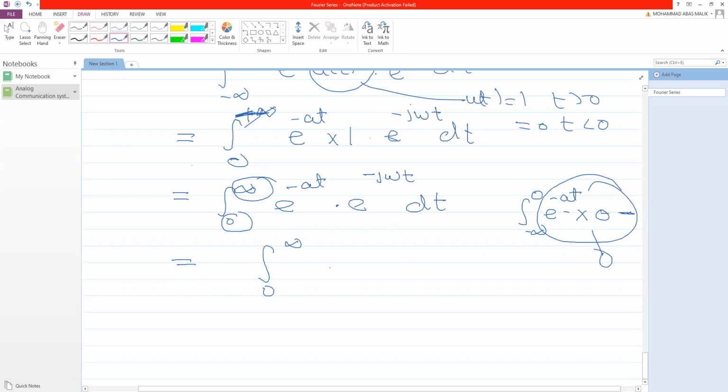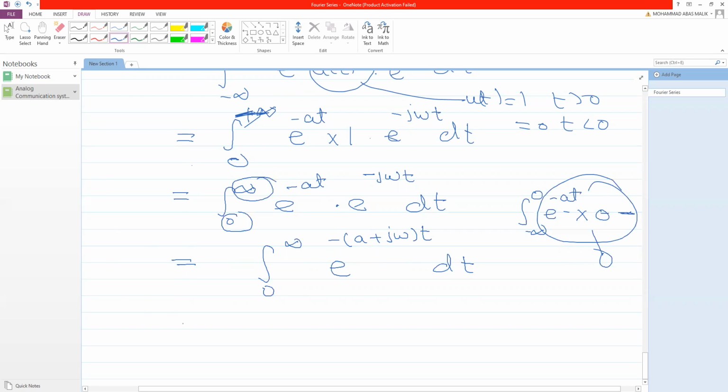So 0 to infinity. The bases are the same, so powers will be added. So you will get minus (a plus j omega) t dt. Anybody having any doubt? Because the base is the same, e and e, you just add minus at and minus j omega t. Then I took the minus common and t is common between these two. Then you have minus bracket a plus j omega bracket close, t, right? Yes, sir. Okay.